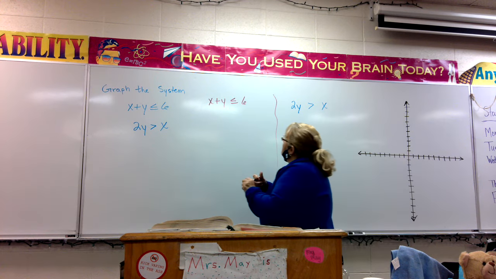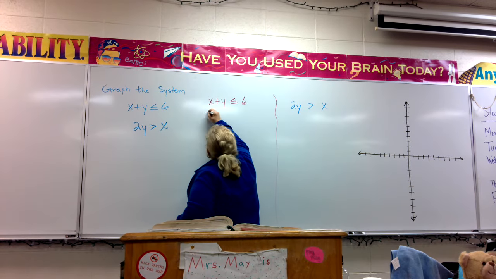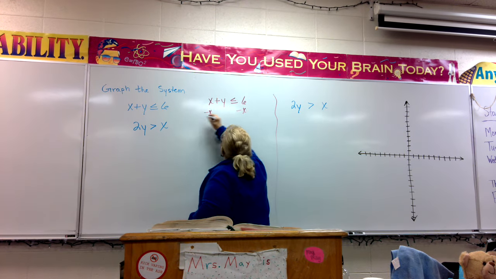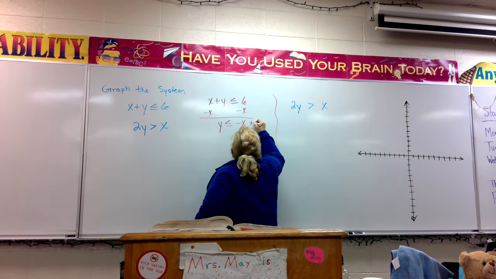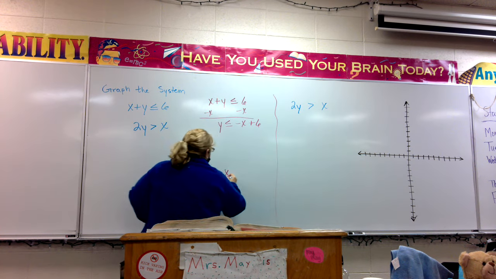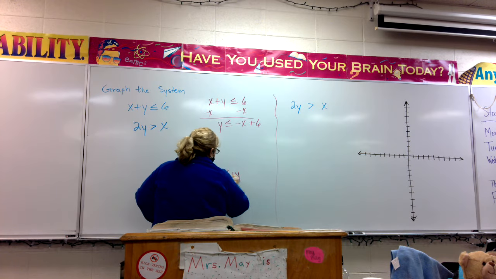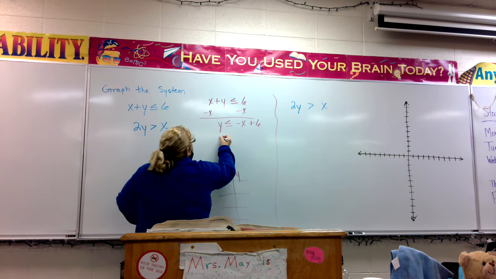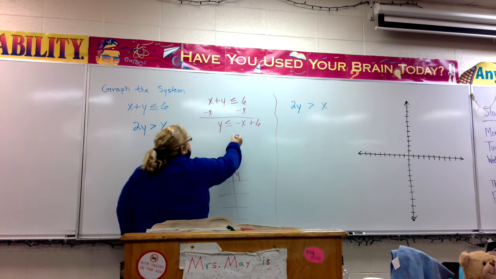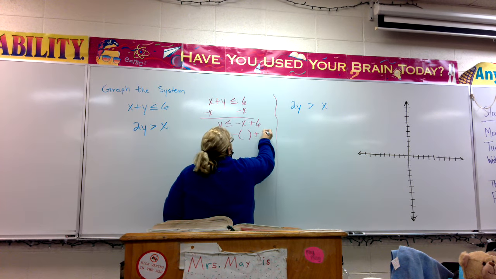So let's start with the purplish pink. How do I get y by itself? Subtract x and I get y equals negative x plus 6. And remember, we're going to pretend this is an equals. y equals negative x plus 6.